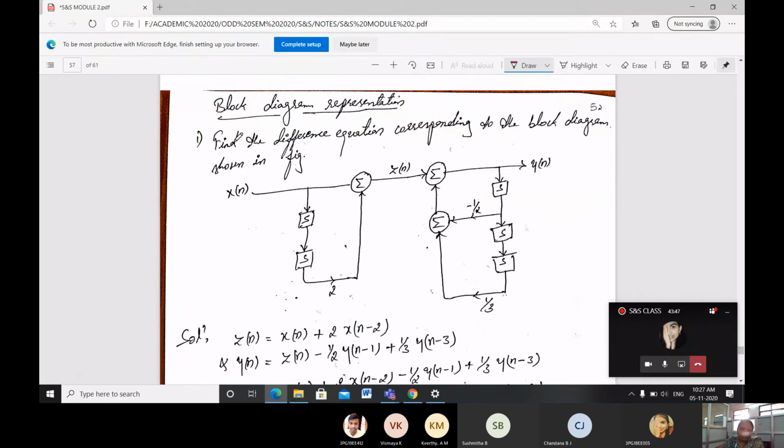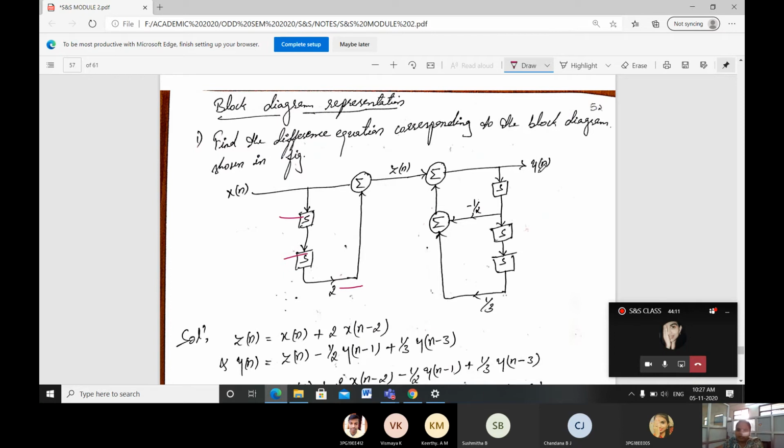Here a problem is given. Find the difference equation corresponding to the block diagram shown in the figure. This is the figure. X of n is given, and a summation is given. Here two delay functions are given and the scaling factor here is given as 2. The intermediate signal is given as z of n.